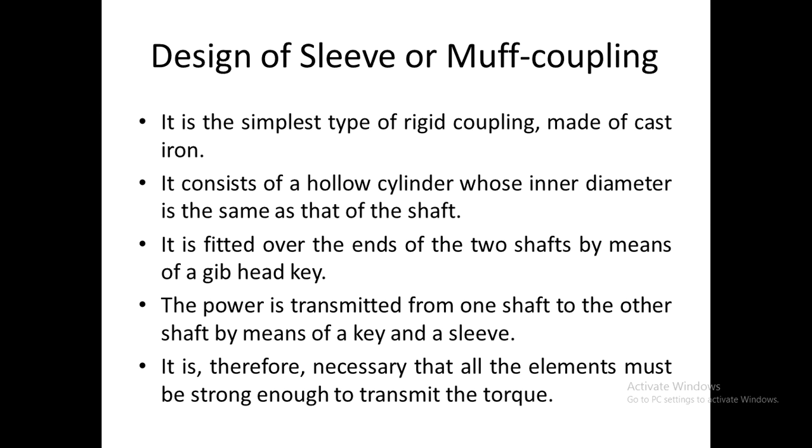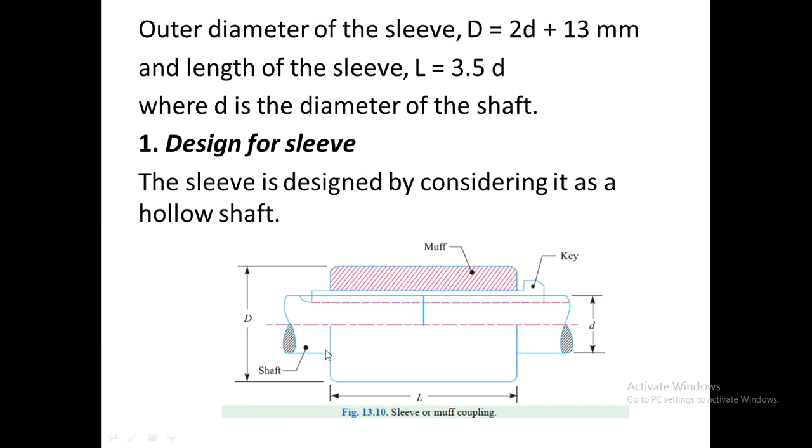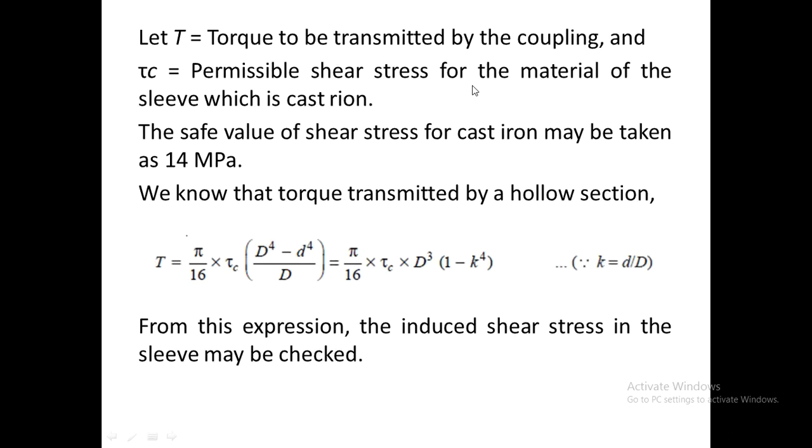Now, the design of the sleeve or muff coupling. The sleeve coupling is considered a hollow cylindrical shaft, inside which you have the driven and the driving shaft, connected using a key. The diameter of the muff or the coupling is capital D, and the diameter of the shaft is small d. The outer diameter is equal to 2d plus 13 mm, where d is the diameter of the shaft. Length of the sleeve is capital L, which is equal to 3.5 times the diameter of the shaft.